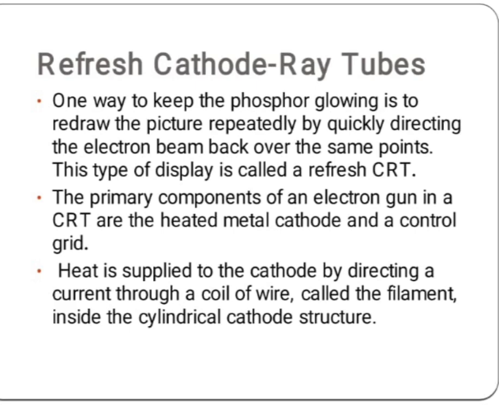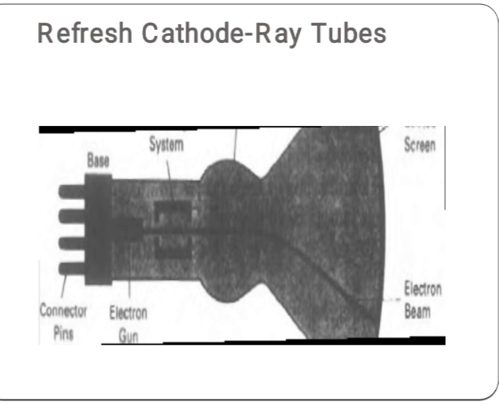The primary components of an electron gun in a CRT are the heated metal cathode and a control grid. Heat is supplied to the cathode by directing a current through a coil of wire called the filament, inside the cylindrical cathode structure. This is a cathode ray tube connected with base, focusing system, electron gun, magnetic deflection coil, phosphor-coated screen, and electron beam.